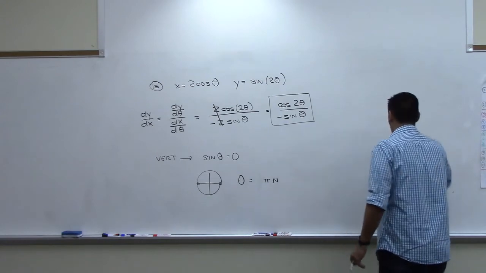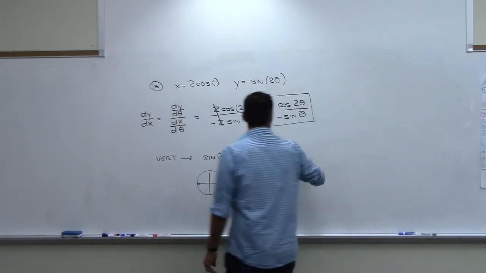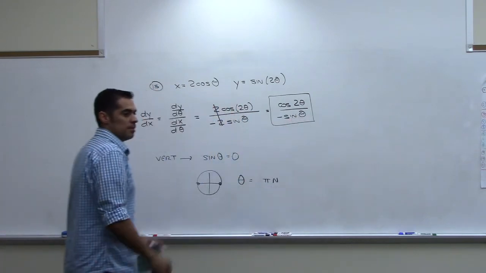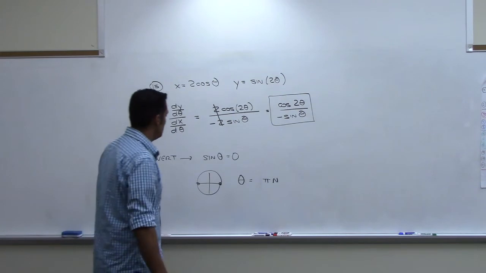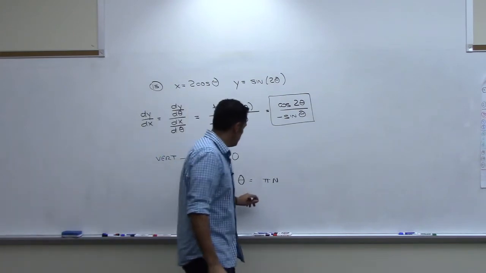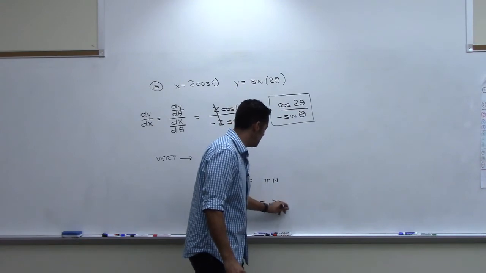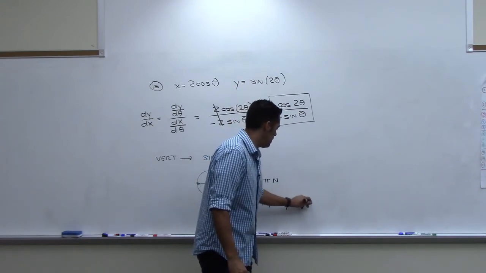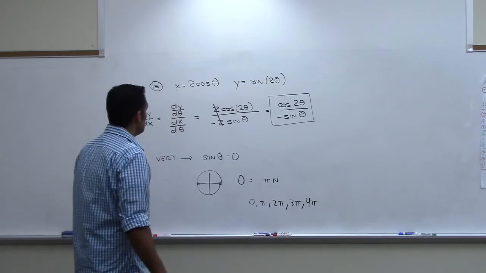And now, plus or minus radical 2 plus or minus 1 as your horizontals? Well, no, because we have to plug these in, remember? So let's list out a few of these. We've got 0, we've got pi, we've got 2 pi, 3 pi. This is labor intensive. Yes, it is.